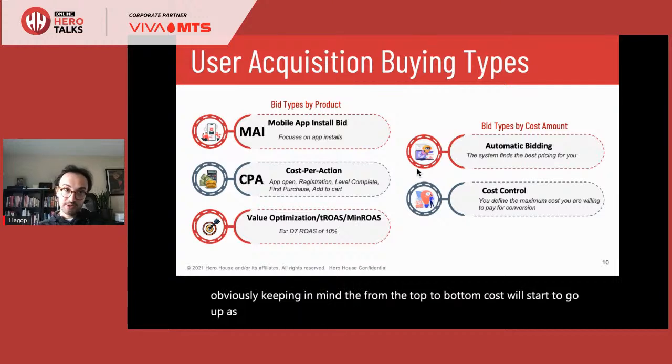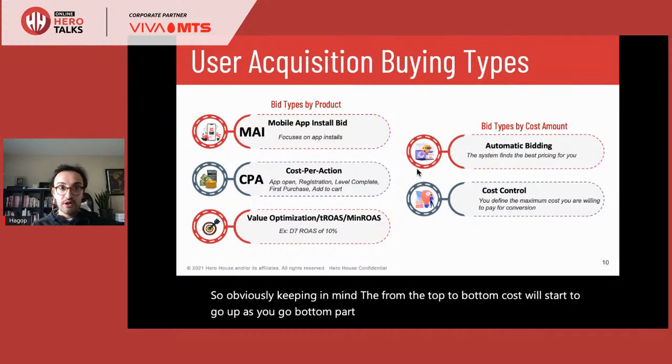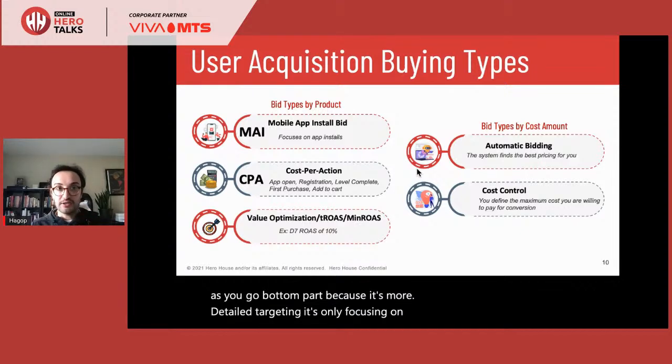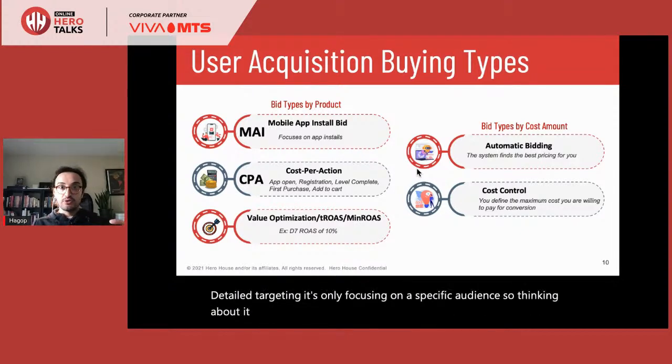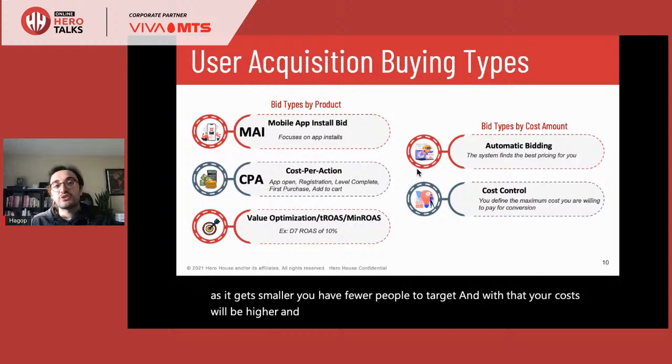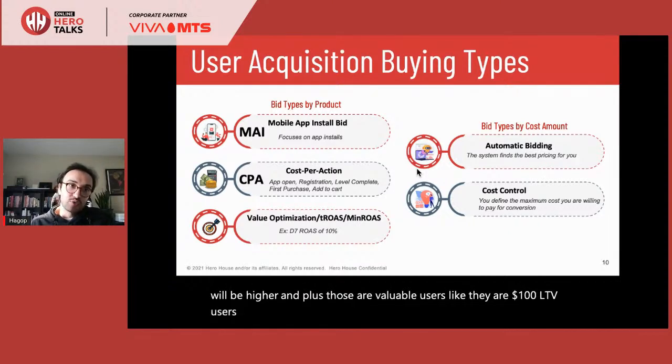Obviously, keeping in mind from the top to bottom, cost will start to go up as you go to the bottom part, because it's more detailed targeting. It's only focusing on a specific audience. So thinking about it this way, your big circle will get smaller and smaller, and as it gets smaller, you have fewer people to target, and with that your costs will be higher. Plus those are valuable users, they are $100 LTV users, so the pricing on those will be much higher than the price of somebody that's only just going to install your app.